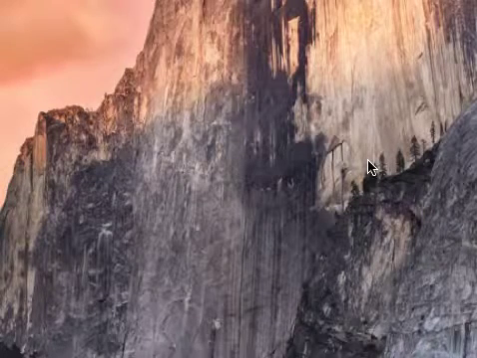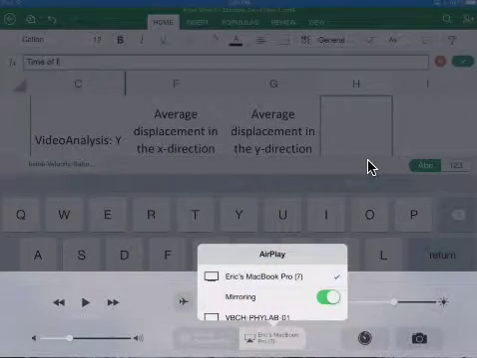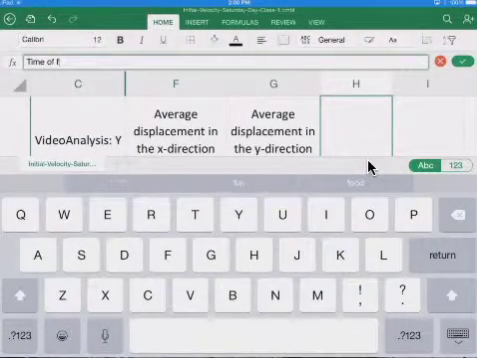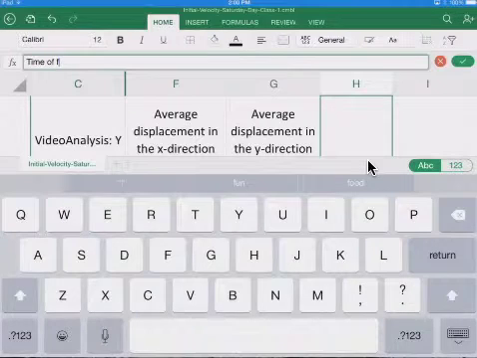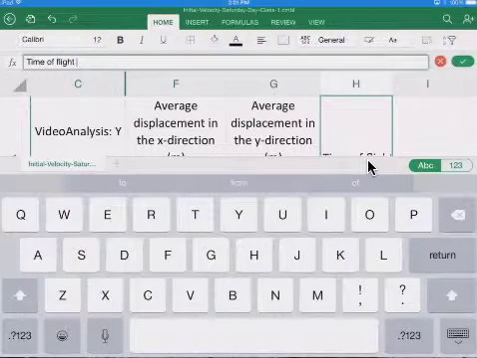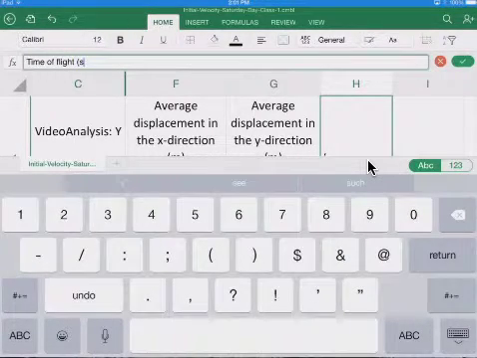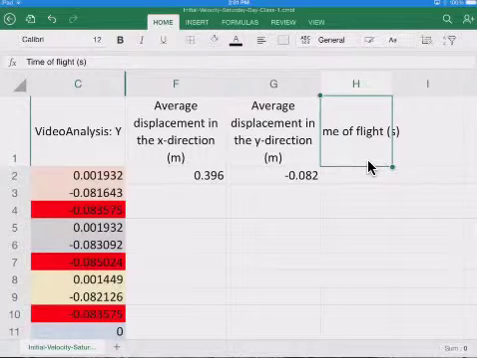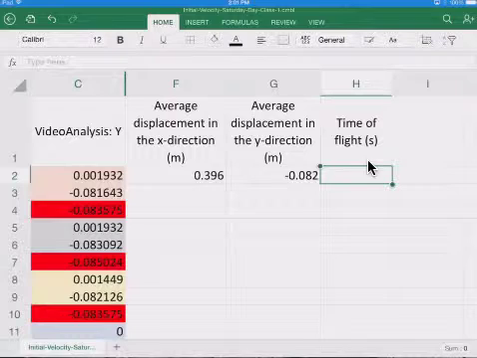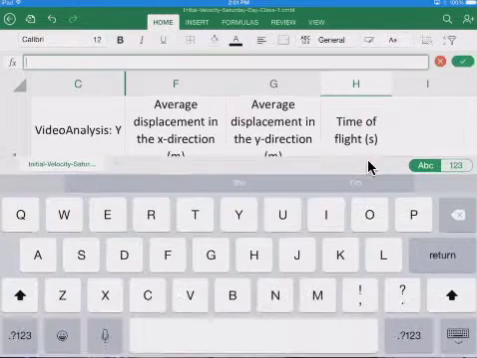Give me just a second here. All right. So this is going to be time of flight, and this is going to be in seconds. Okay, and I need to go ahead and wrap this around. And so the time of flight is going to be calculated like so.